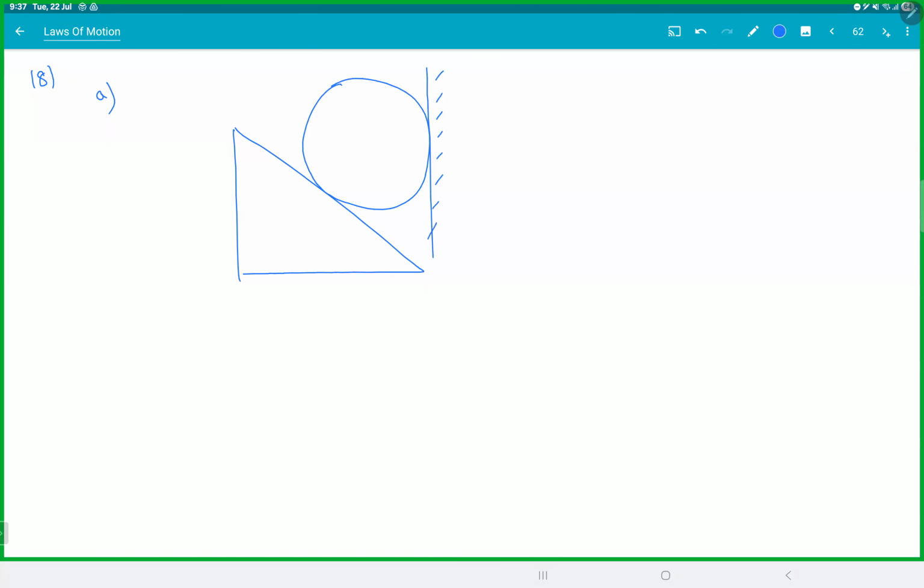There, we got a wall on the right side. We got a ball here. We have a wedge here. This is theta. Someone started pulling this wedge with you. B always remains in contact with the wall here.